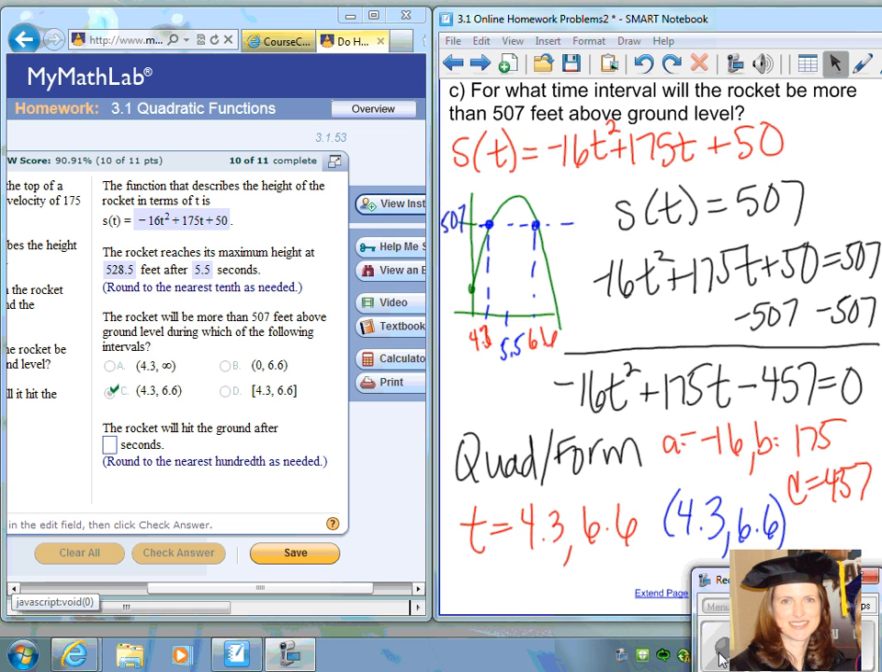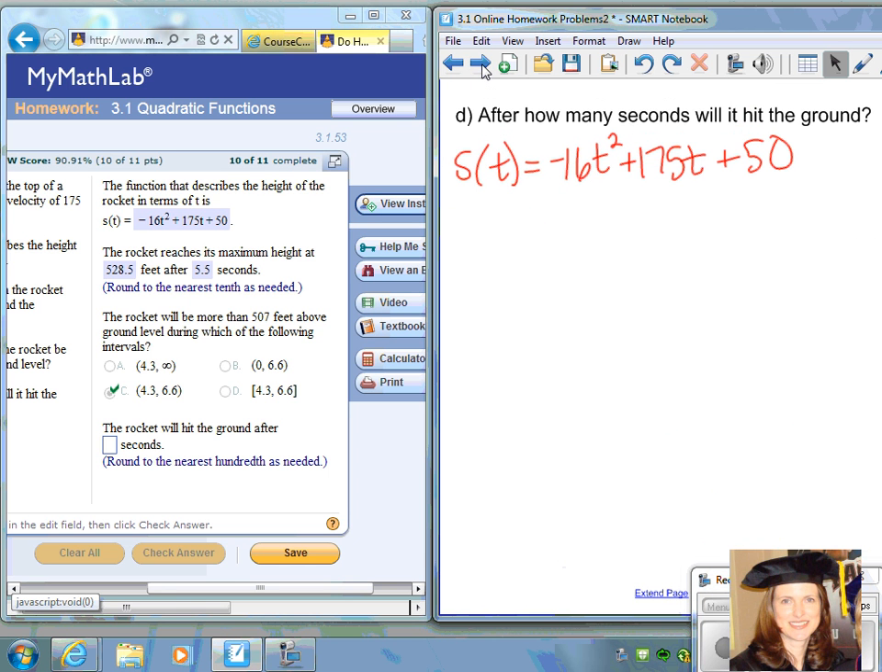You can take a look at my notes with solutions to see an example just like this where I've actually used the quadratic formula and worked it out. But we've practiced using the quadratic formula quite a bit before you get to this step, so that's why I chose to omit it. Now, let's look at the next question. I believe it's the last part. After how many seconds will it hit the ground?